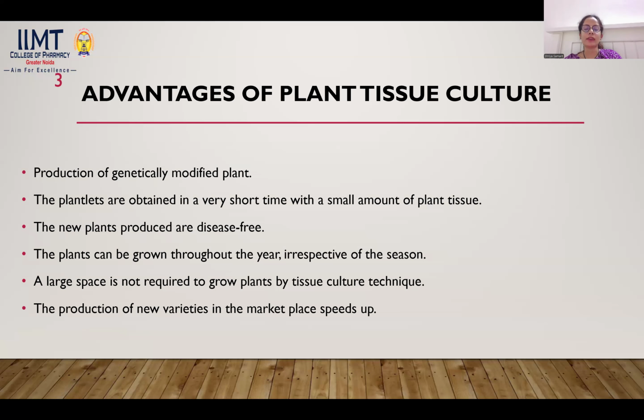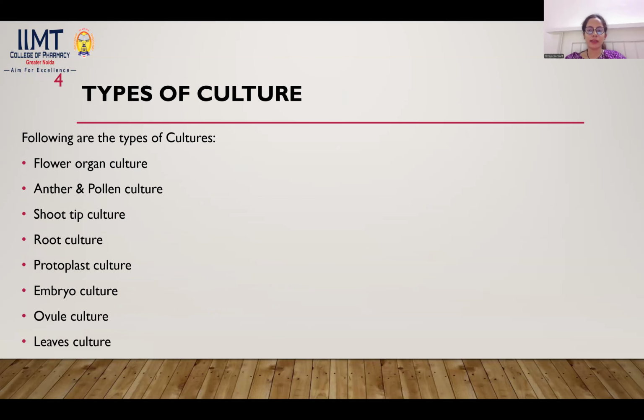So these are the different advantages of using plant tissue culture to produce different copies or clones of the plant. Moving on to the next slide, different types of culture. Culture means the medium in which we will be growing. So these are the following different types of culture as per the requirement.